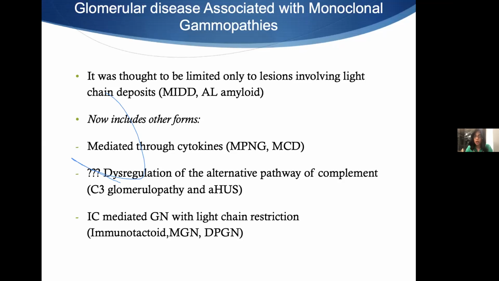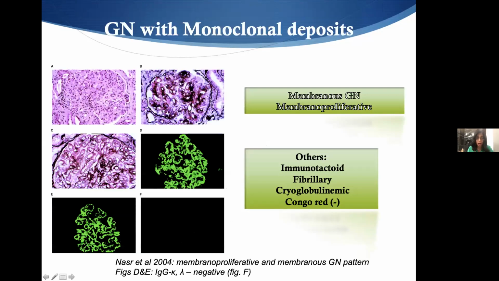The first section, we've discussed the direct mechanisms. What's going to happen to the kidney when these light chains directly deposit into the kidney in its various compartments. However, these light chains can also cause other problems through indirect injury and can present with glomerulonephritis. GN with monoclonal deposits includes almost every glomerulonephritis we know, apart from segmental glomerulosclerosis.